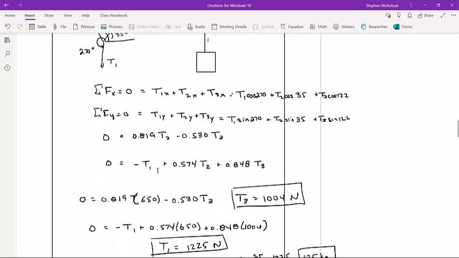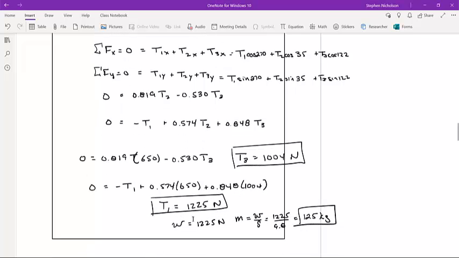So this first equation here, if I plug T2 in, the only unknown is T3. So that's right down here. So I just plugged in 650 for T2. Solve for T3. I got 1,004 newtons. Then I can use that 1,004 newtons in the second equation, plus the fact I was given T2. So you can see it here plugged in. Solve for T1, you get 1,225 newtons.